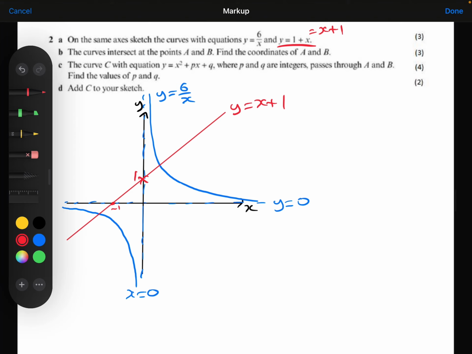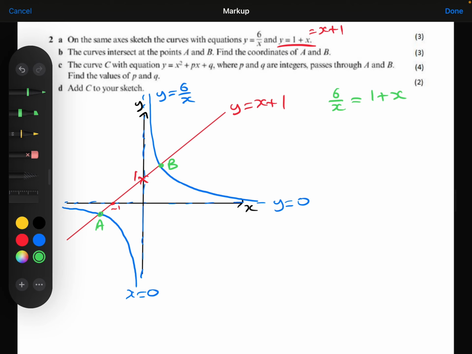We're then told that the curves intersect at points A and B. So here's point A, here's point B. We need to find those coordinates. So we're thinking simultaneous equations for intersection. So I'm going to say that 6 over x is equal to 1 plus x.